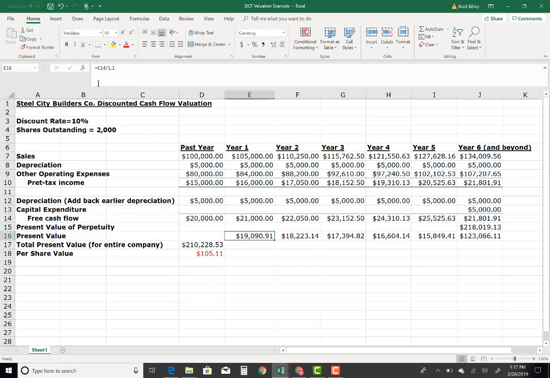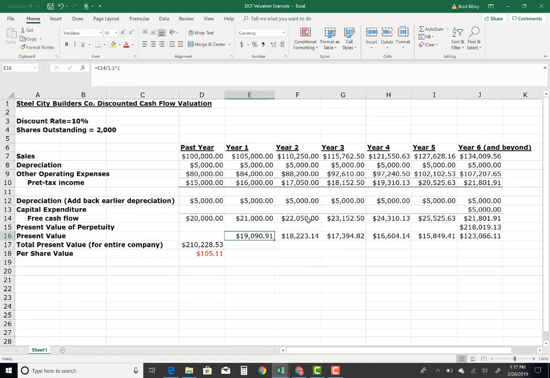So that's what we have right up here. 21,000 divided by 1 plus 10%. And notice it's raised to the first power. I didn't even really list that out. If we raise it to the first, we'll see we have the same number there, 19,000. I just do that same process for the next 4 years.